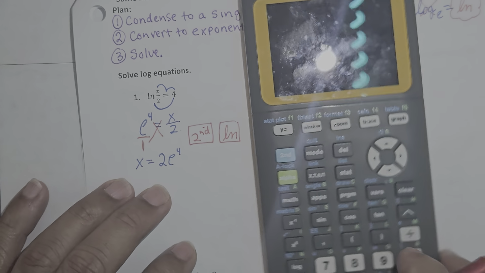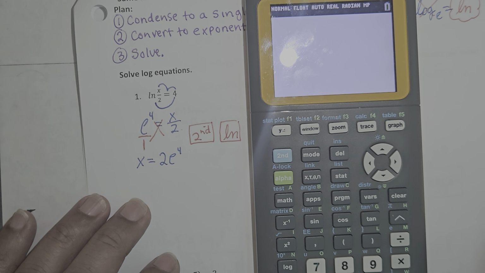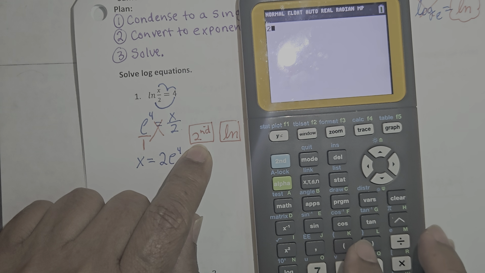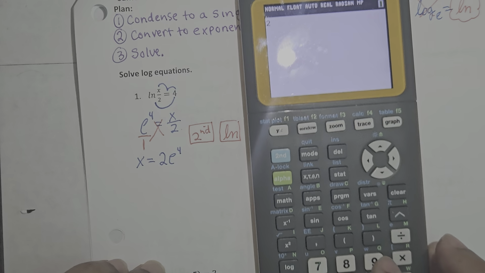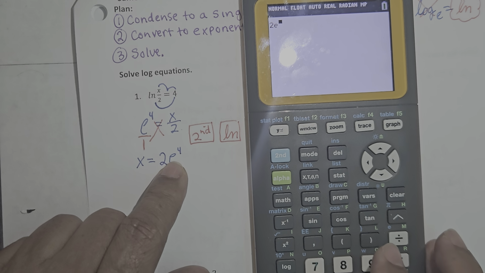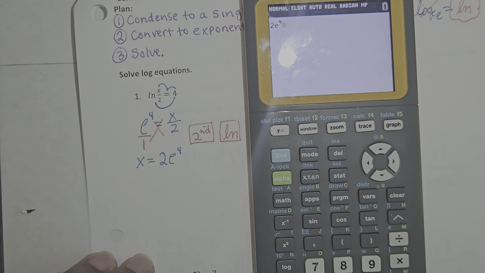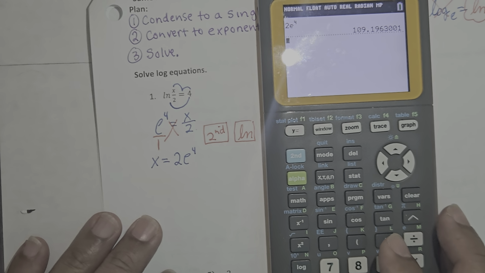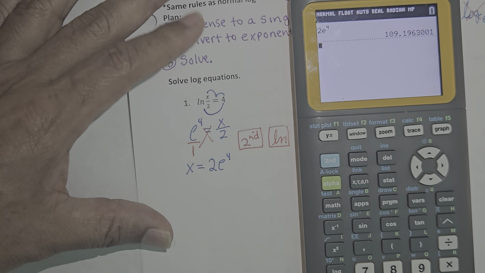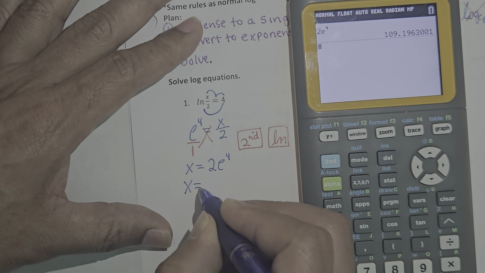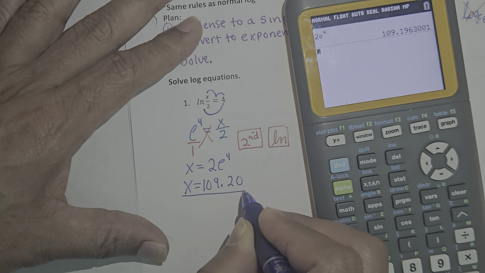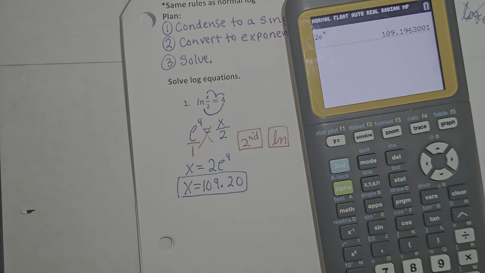So let's go to the calculator, and I'm going to clear what I have. The number 2 goes first, and after you press the number 2, press the second key, which is this one here, and then ln, that's this key right there. Press that key, and then as a power, enter a 4th power, and then press enter. It gives you what this is equal to: 109.196. I am going to round this to 109.20. This is the solution to that equation.